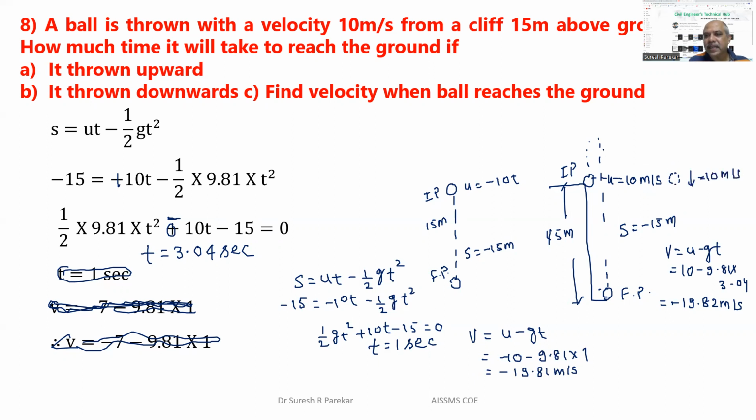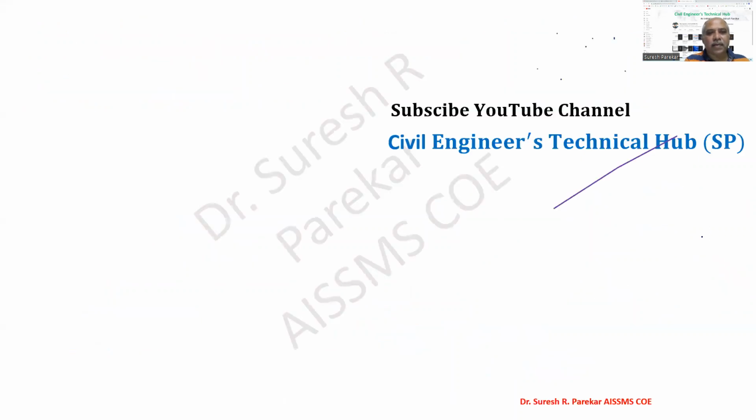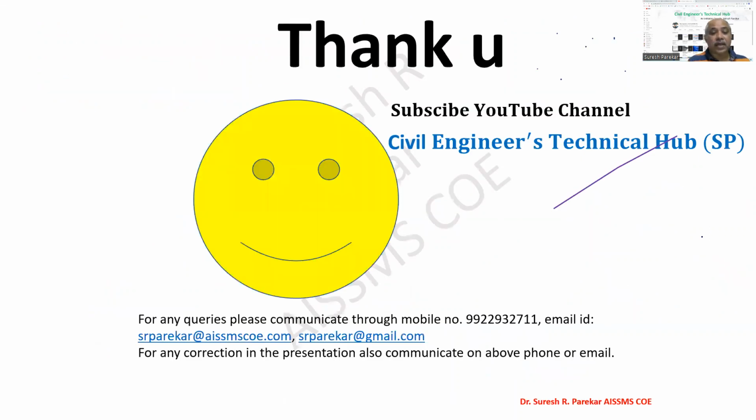Because we have s equal to 0, and for this portion, we have v square equal to u square minus 2 g s. s is 0, and therefore v is equal to plus minus u, and therefore it will be minus, downward, 10 meter per second. So likewise, we have to solve the problems related to motion under gravity, but please go to the theory part of this to understand this equation.